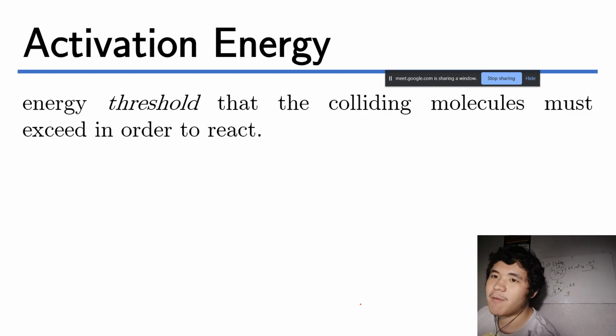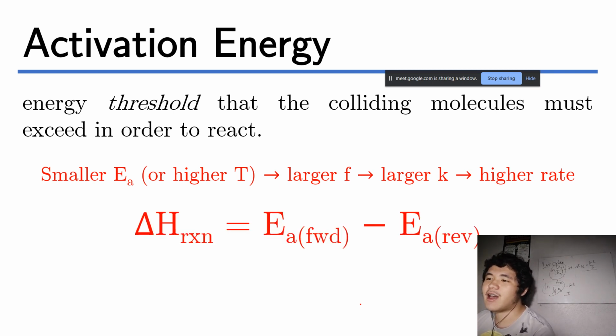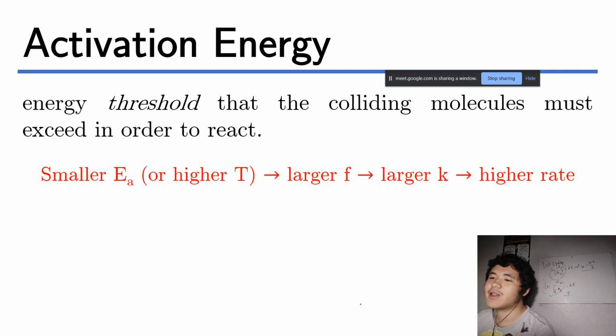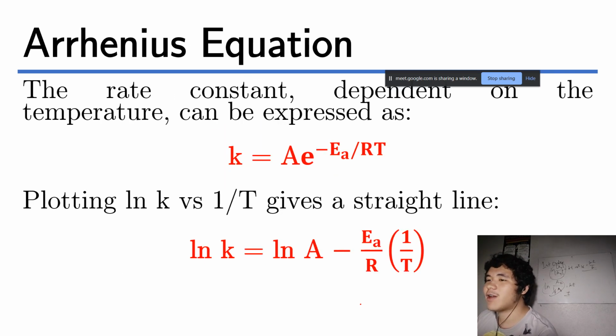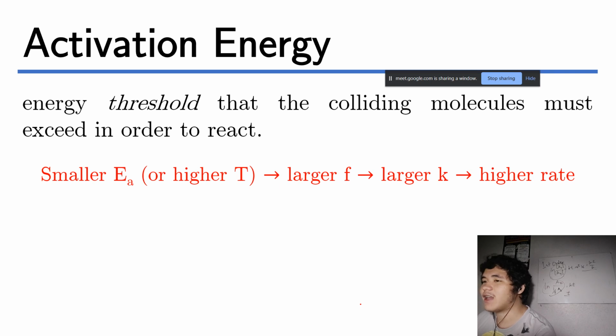Pero last concept na I want to discuss for today, activation energy. Energy threshold that the colliding molecules must exceed in order to react. So, dito, looking back at our equation, smaller Ea, or kapag mas mataas yung temperature, mas magko-collide yung mga particles natin. Na-discuss ko na to kanina. Ibig sabihin nun, mas tataas yung k, and therefore, as we saw in our other slides, tataas yung rate natin for the reaction.